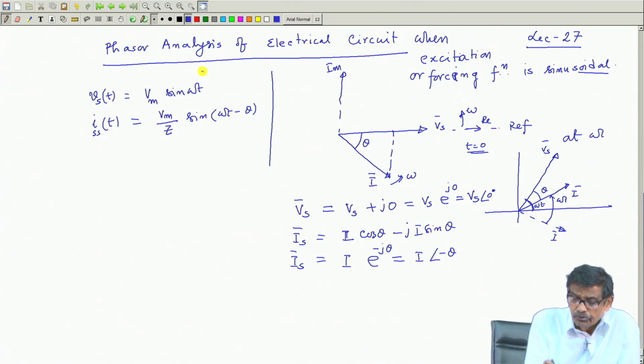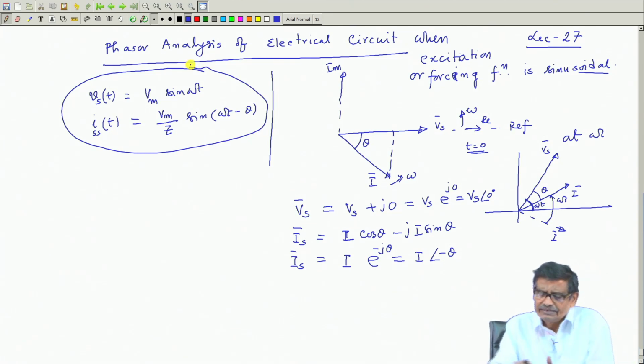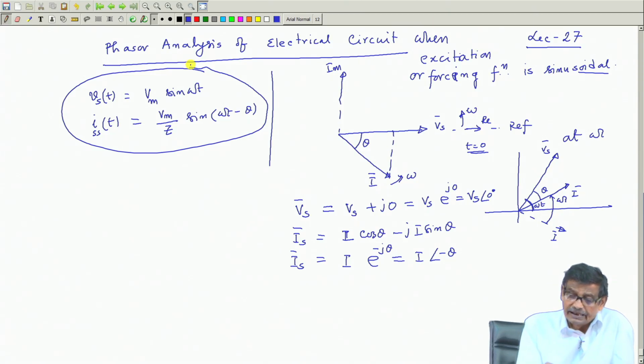Of course, these two results were obtained classically. Then he is suggesting something very interesting. So, he tells that we represent Vs(t) in terms of phasors.